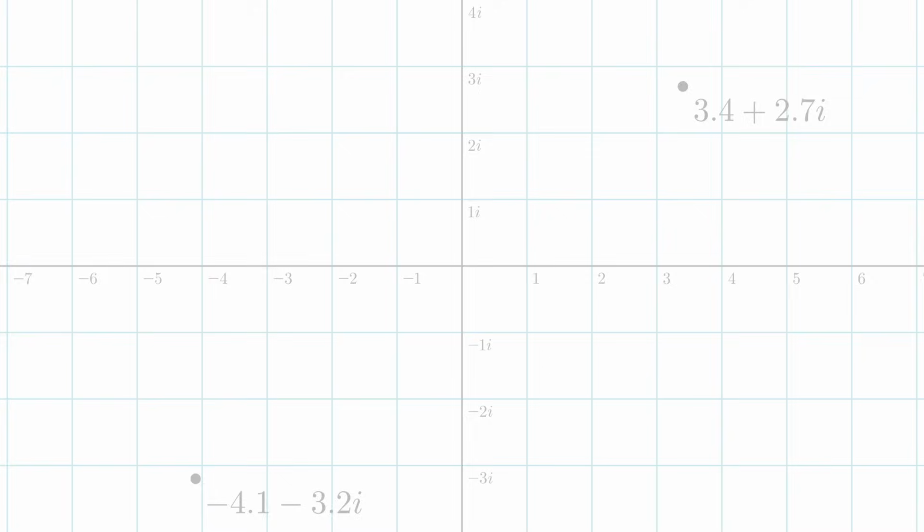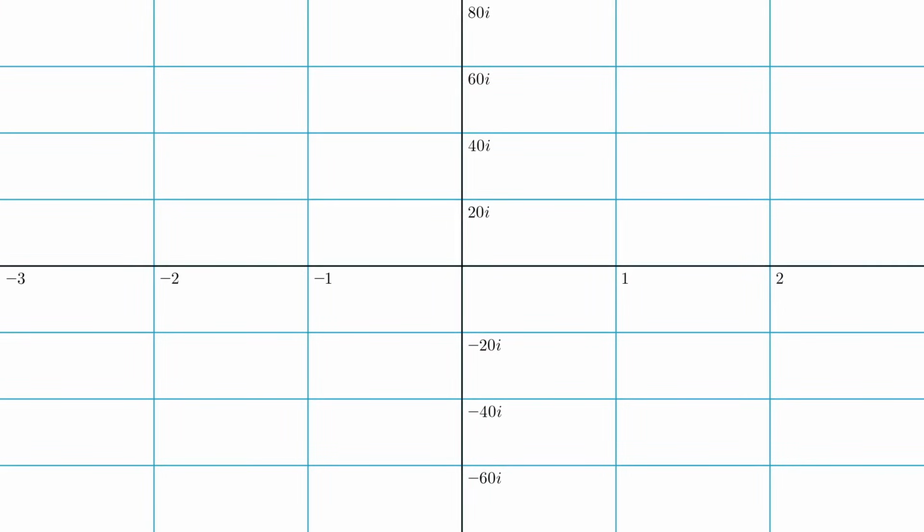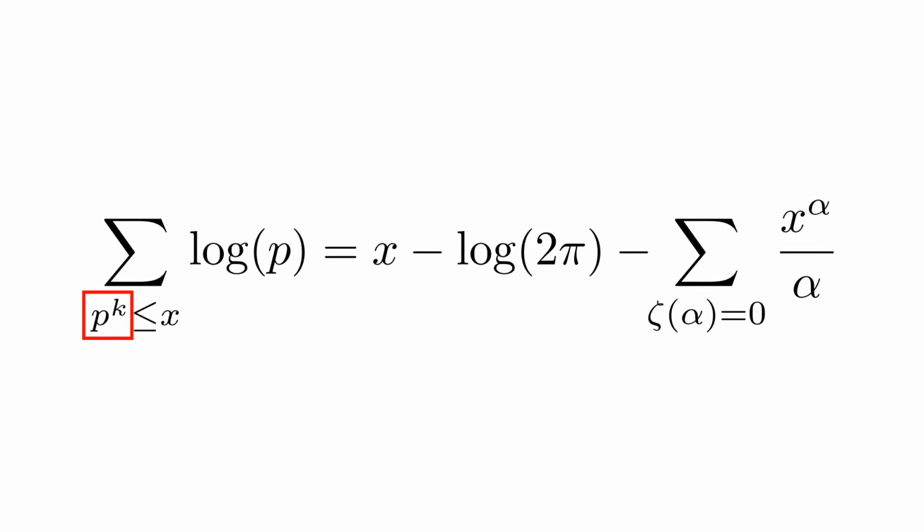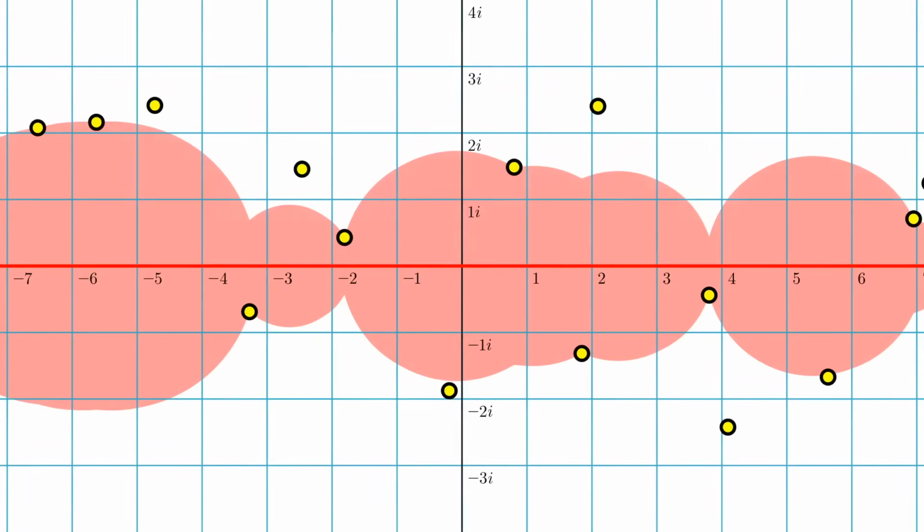Ultimately, it is through the medium of this rigidity of complex functions that the zeros of the zeta function end up dictating the distribution of the primes. We do have a problem, though, which is that so far we've only managed to extend our function to points near the real line.